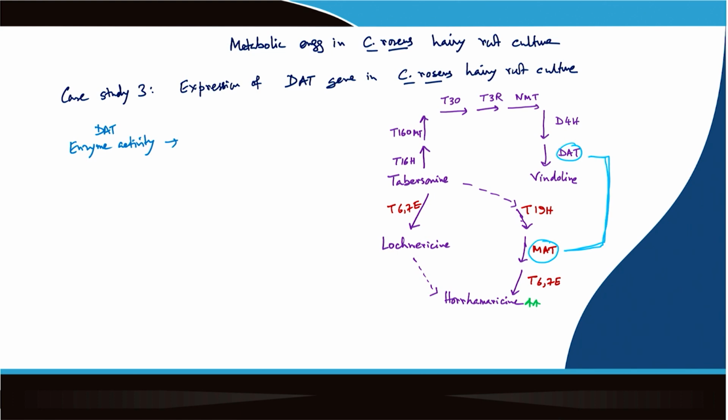So, the extra copy of DAT is now working together with MAT, and that leads to an increase of flow in this direction, leading to more hörhammericine accumulation. So, this is an interesting paper. This is the explanation I tried to provide.